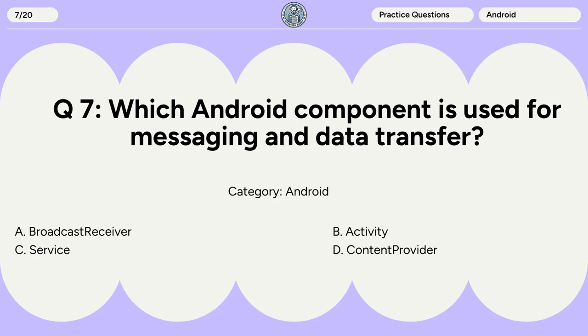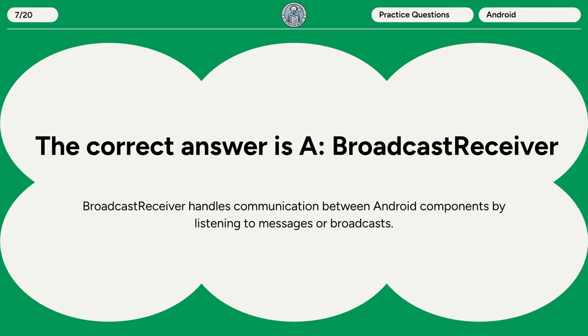Question 7. Which Android component is used for messaging and data transfer? A. Broadcast receiver. B. Activity. C. Service. D. Content provider. The correct answer is A. Broadcast receiver. Broadcast receiver handles communication between Android components by listening to messages or broadcasts.